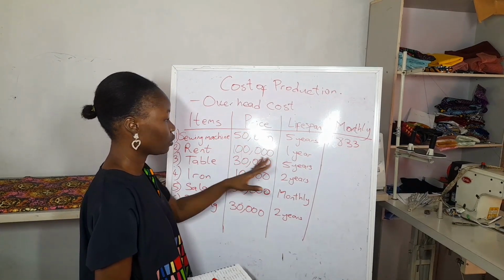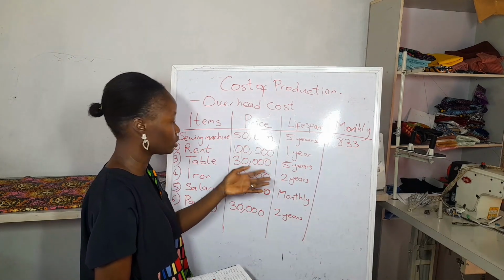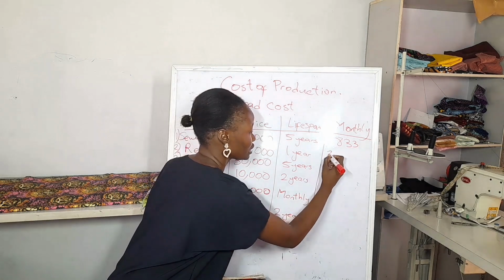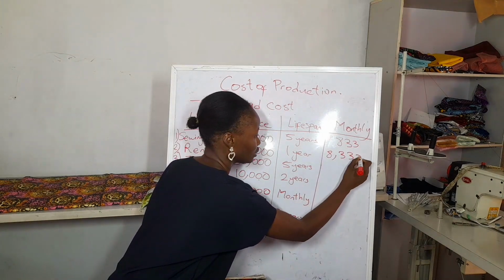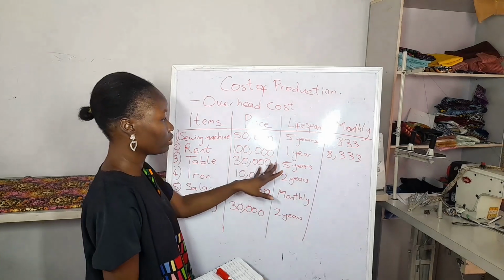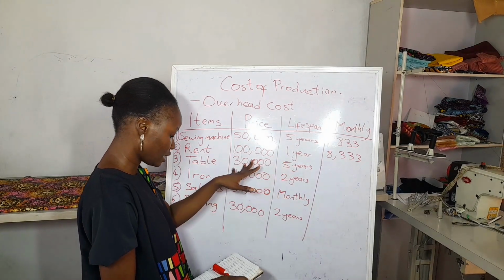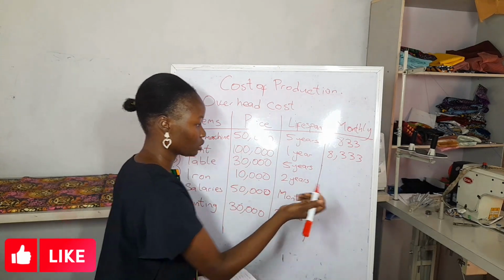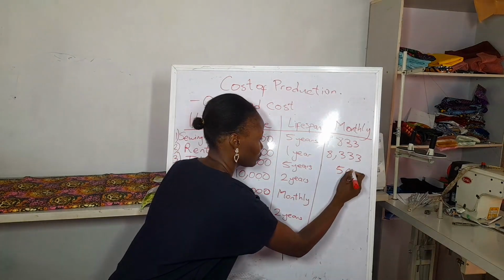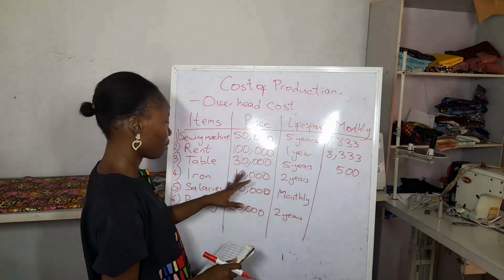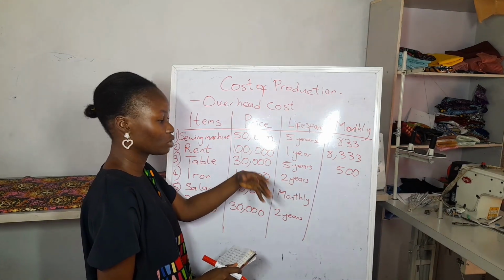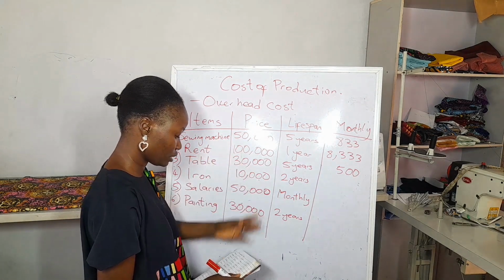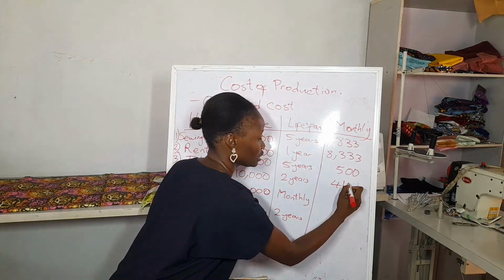For the rent, we have 1 year, which is 12 months, so I'll divide my 100,000 by 12 months. That gives me 8,333. For my table, I wrote a lifespan of 5 years and it is 30,000, so 30,000 divided by 60 months is 500. My iron, 2 years, is 24 months, so 10,000 divided by 24 gives me 417.